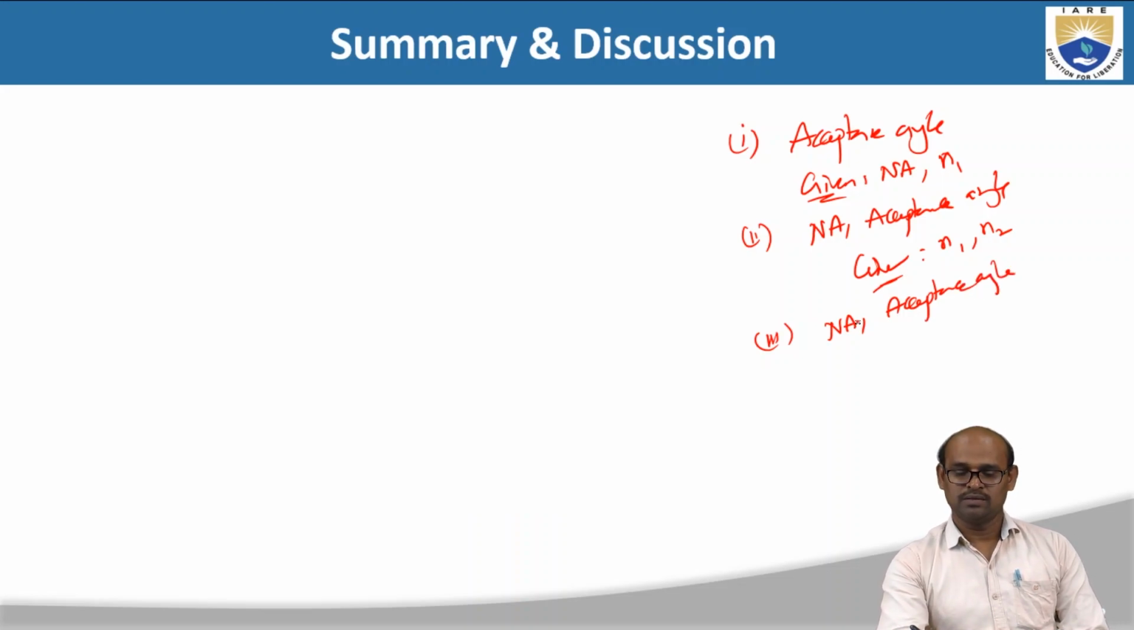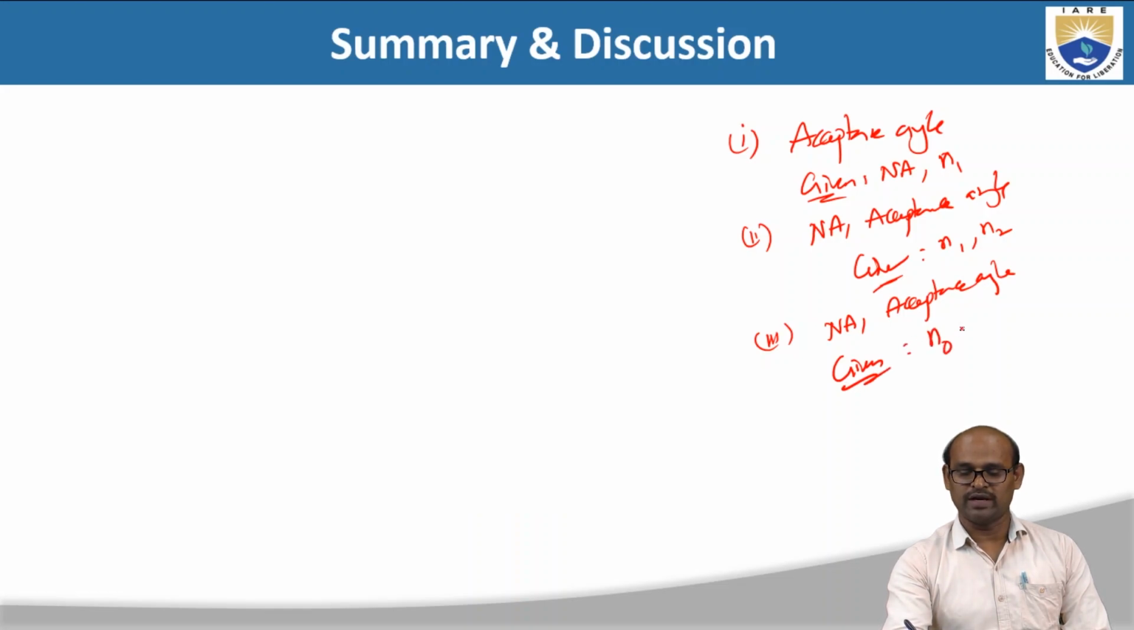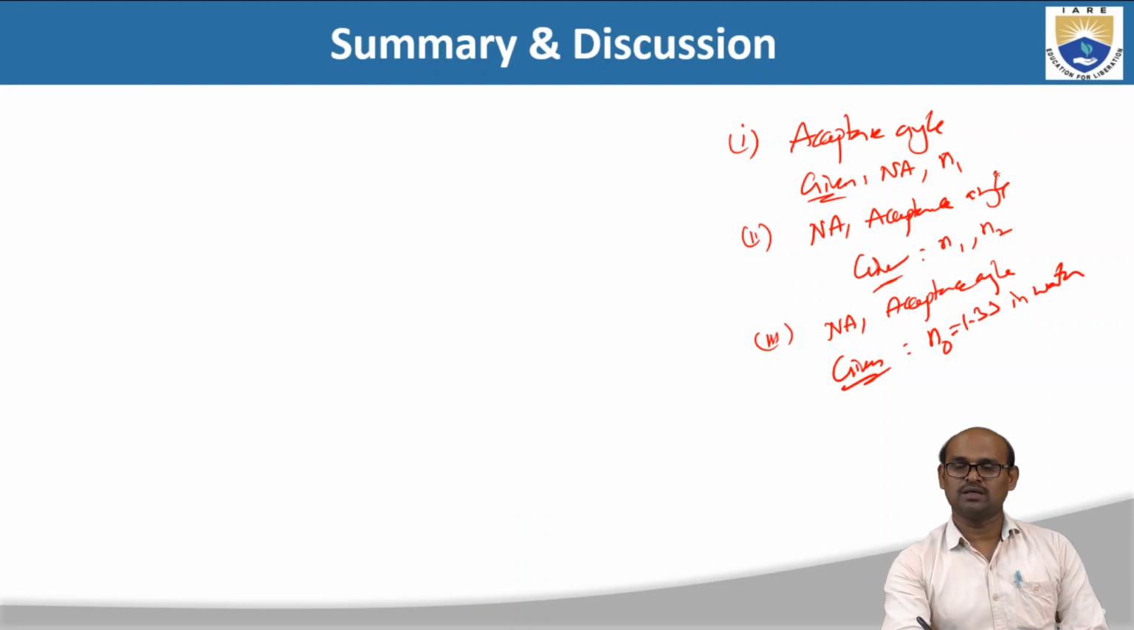But here they have given the launching medium refractive index, which is 1.33, and the medium is water. Even though the formula is the same, in general we take air as the launching medium, so we take n naught as 1, the refractive index of air. But in one of the problems we discussed that the launching medium is not air, it is water, so we substituted the value of n naught as 1.33.